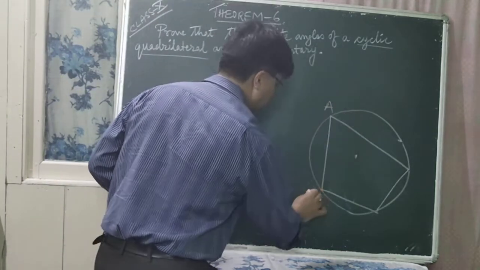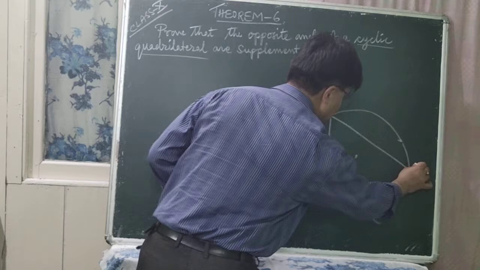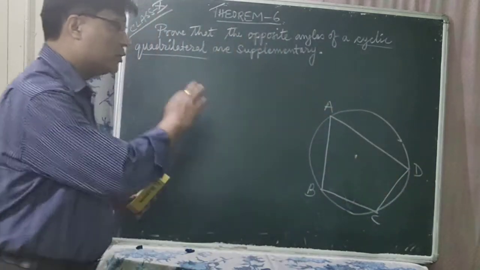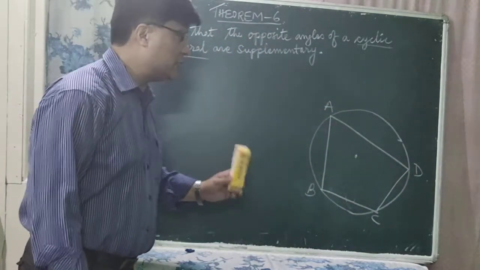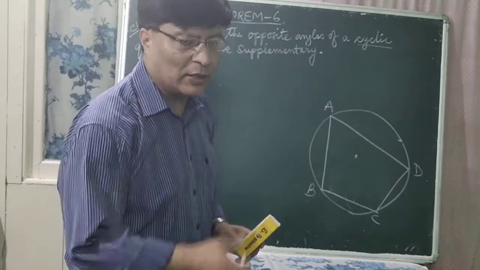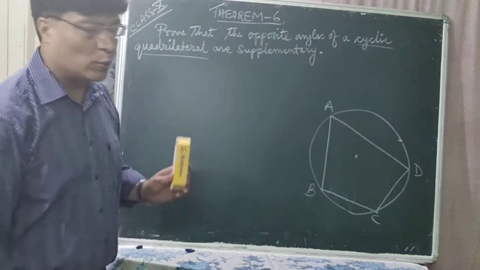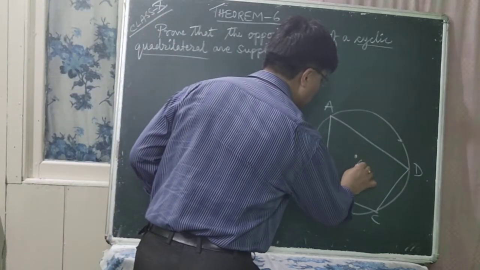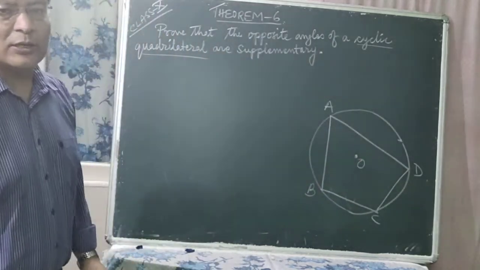So this is A, this is B, this is C and this is D. So here ABCD is a cyclic quadrilateral. ABCD is a quadrilateral which is inscribed in a circle with the center O. That means ABCD is a cyclic quadrilateral.